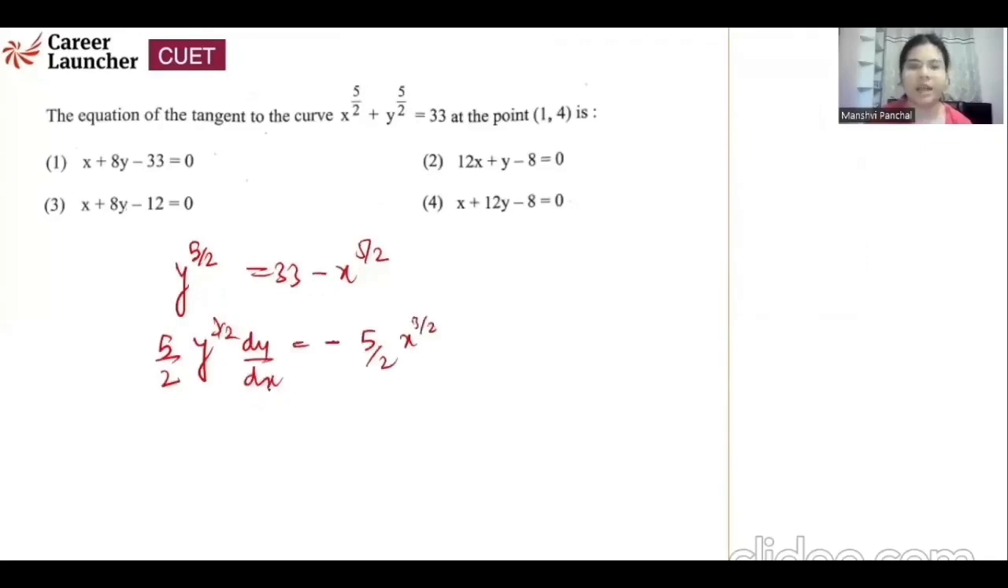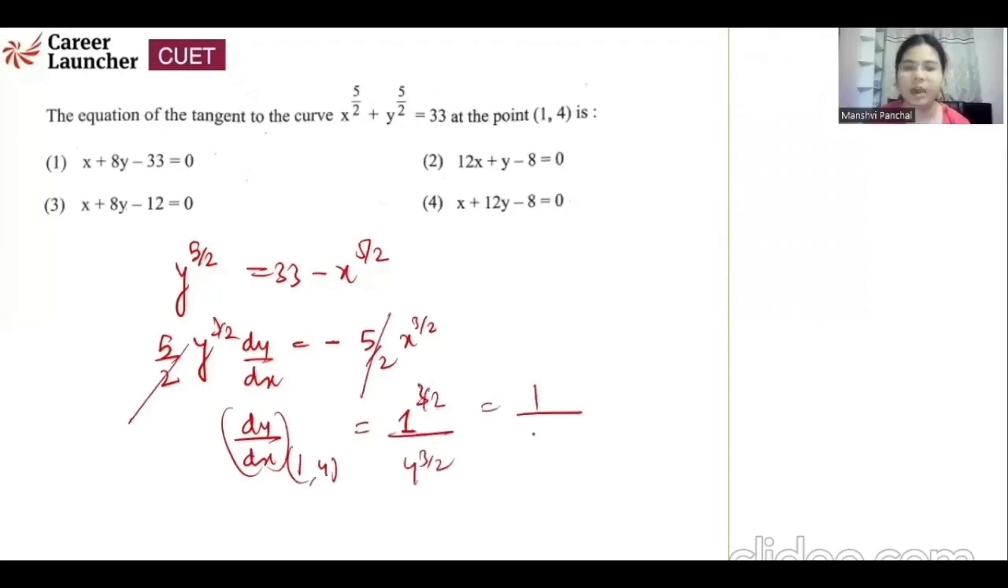So dy by dx at point (1, 4), the 5 by 2 and 5 by 2 will get cancelled. So at (1, 4), 1 we will put here. So 1 raised to the power 3 by 2 upon 4 raised to the power 3 by 2. So it will be 1 and then 4 into 2. It means 1 by 8 is your dy by dx.